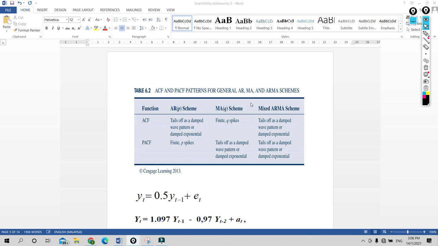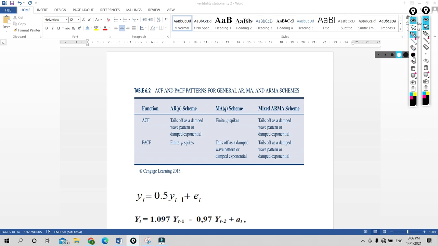Now for the MA model, if the PACF tails off or follows an exponential pattern or damped exponential pattern, then we can consider it as an MA model. Now for the mixed ARMA model, the ACF and PACF are both exponential or damped exponential.